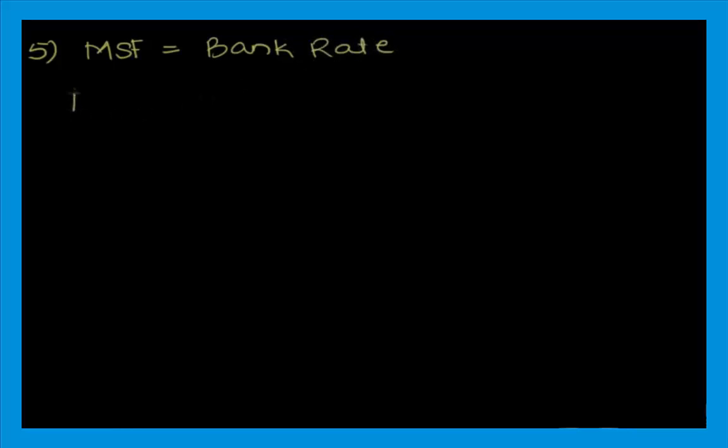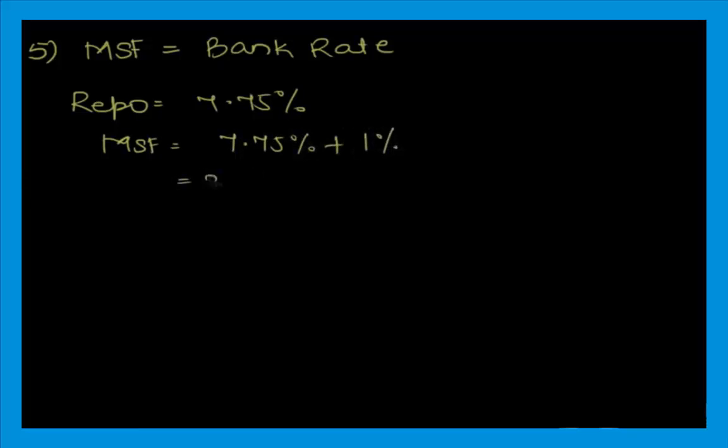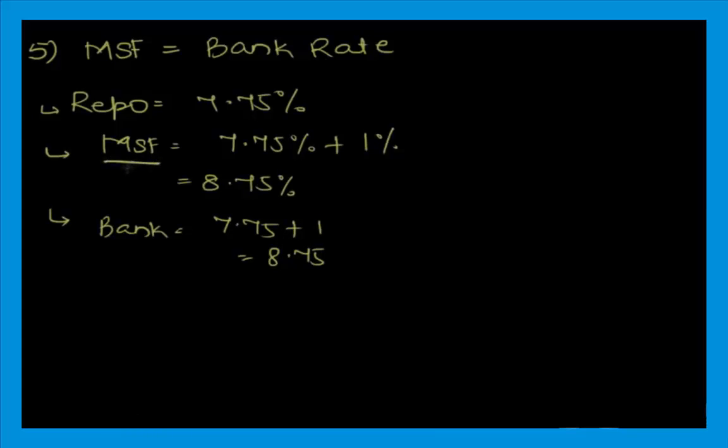We are saying that the repo rate is 7.75% currently, and the marginal standing facility is typically 100 basis points or 1% higher than the repo rate, so the marginal standing facility is 8.75%. In the current given situation, as per the current monetary stand, the bank rate is also typically 1% higher than the repo rate, which is 7.75% plus 1, which is 8.75%. Hence, unless there is a sudden change in the way policy is played out in India, the marginal standing facility and the bank rate are the same.